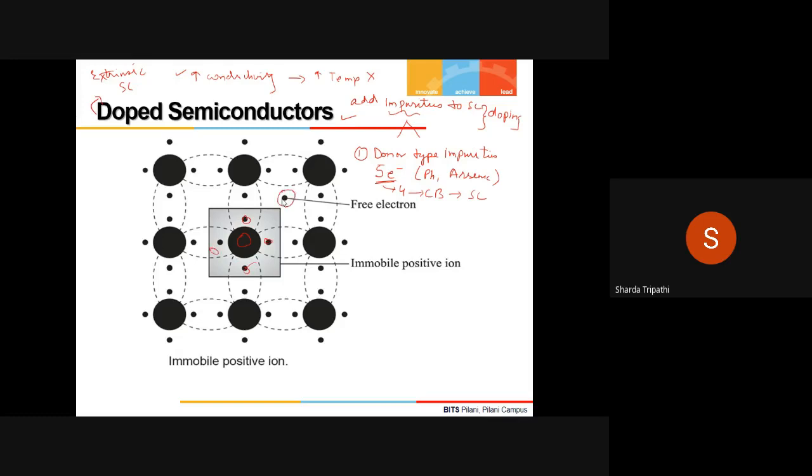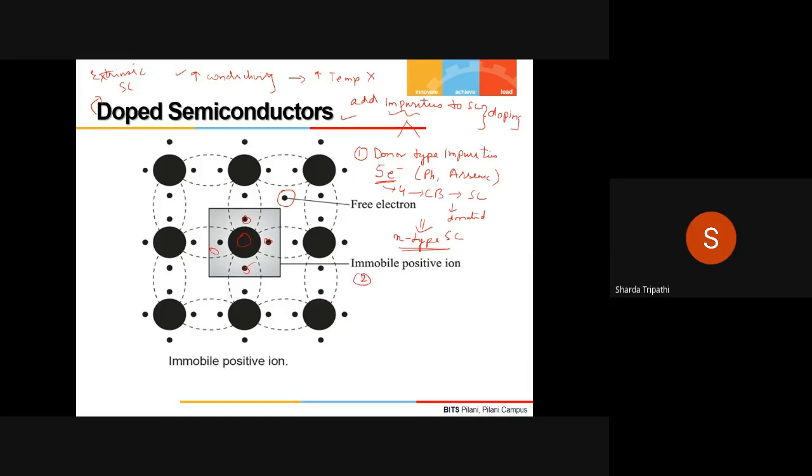covalent bond and one electron is left free. So this free electron is kind of donated in order to carry the charge from one place to another. That's why we call this type of impurity the donor type impurity. And the resultant semiconductor that is formed by including the donor type impurities is known as an N-type semiconductor. Why N-type? Because the free charge carriers are electrons and electrons carry negative charge. Therefore, this type of impurities form the N-type semiconductor.